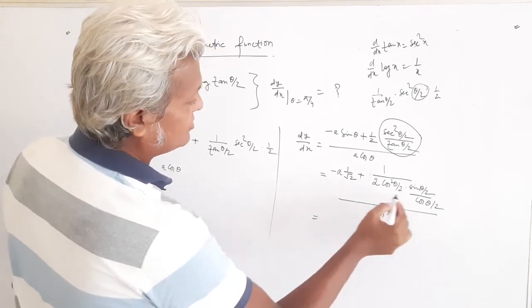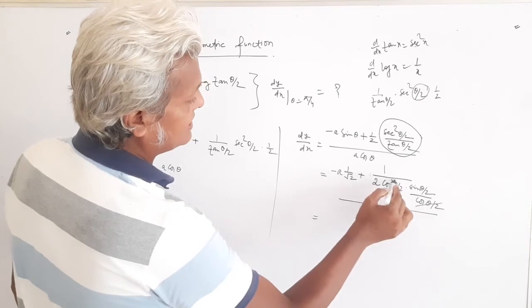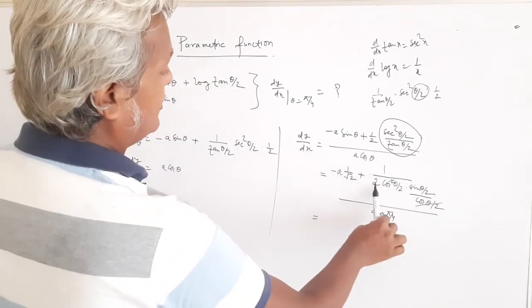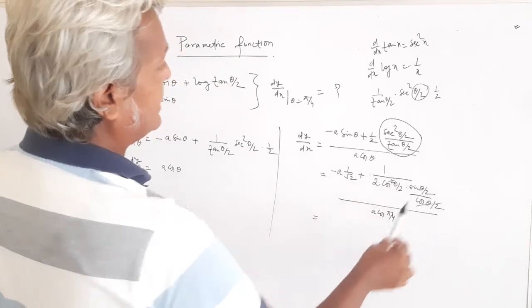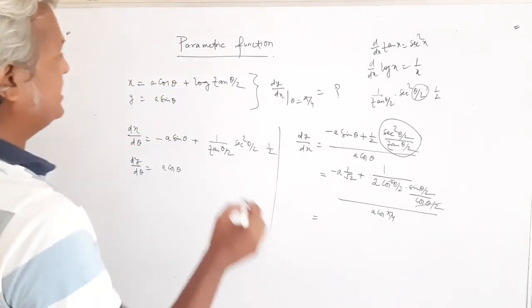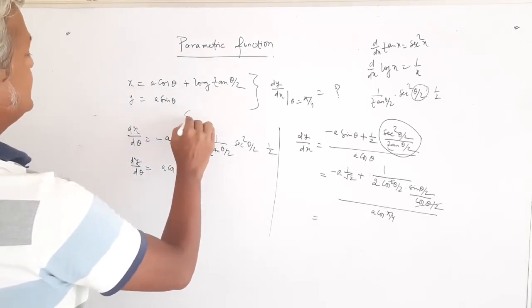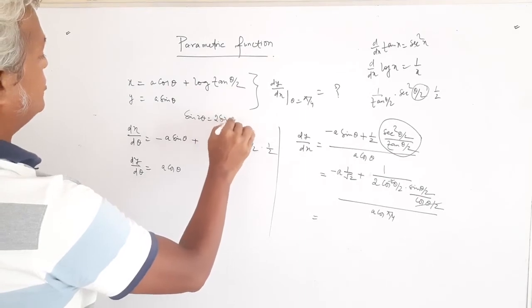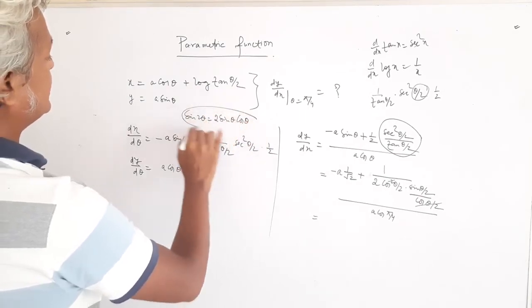So now here you see that one cos θ/2 cancels with one cos θ/2 and we are getting a form of 1 over 2 cos θ/2 into sin θ/2, and there is a formula that sin 2θ is 2 sin θ cos θ.